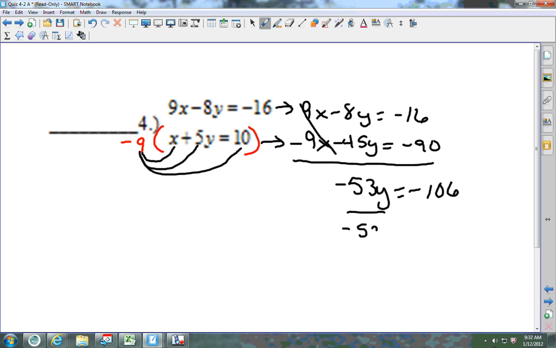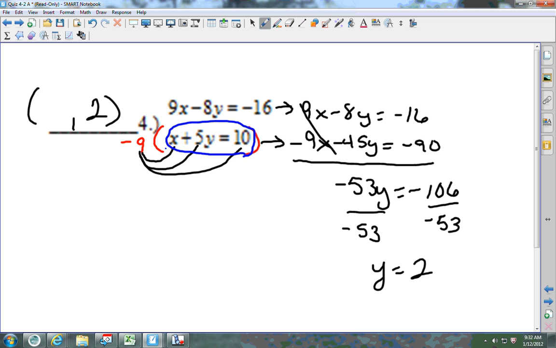Divide by negative 53. Y equals 2. So my y number is 2. Now I need to find out what my x number is. I'm going to choose this one right here. It's a lot smaller. It doesn't matter though. You can choose the top one. I say that over and over again. Oops, a 10. There you go.